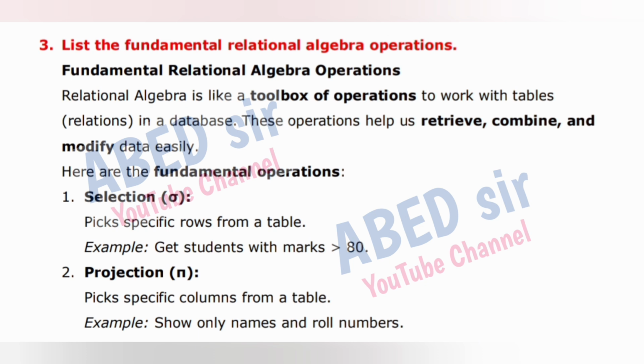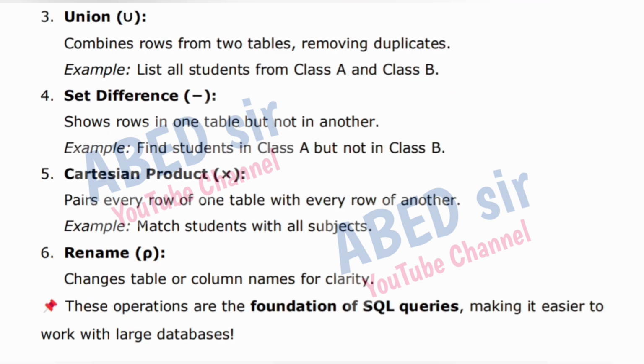1. Selection (sigma). Picks specific rows from a table. Example: get students with marks above 80. 2. Projection (pi). Picks specific columns from a table. Example: show only names and roll numbers. 3. Union. Combines rows from two tables, removing duplicates. Example: list all students from class A and class B. 4. Set difference. Shows rows in one table but not in another. Example: find students in class A but not in class B.